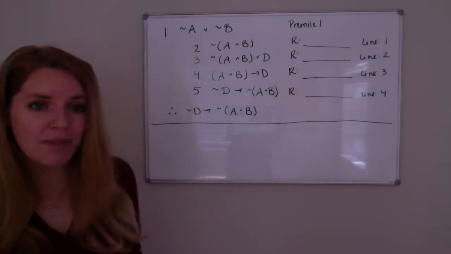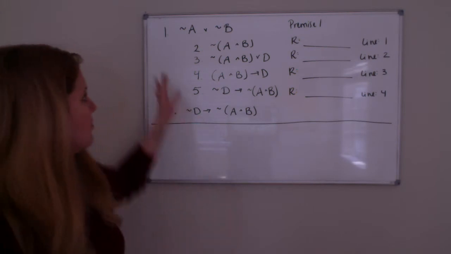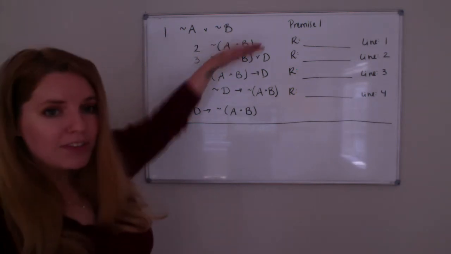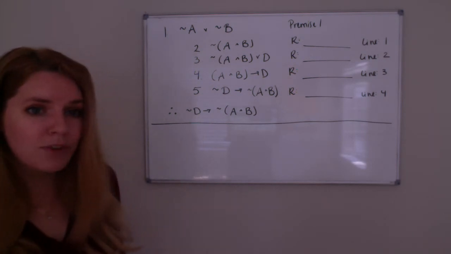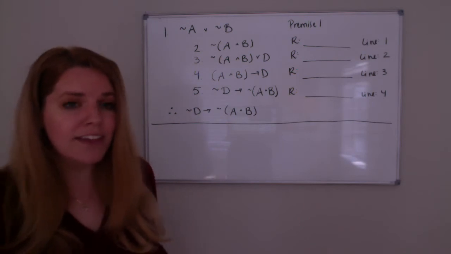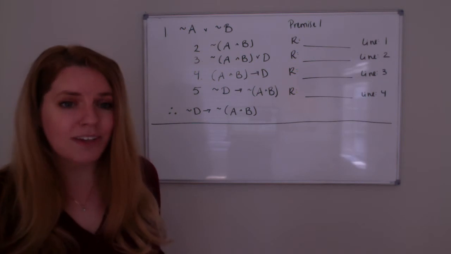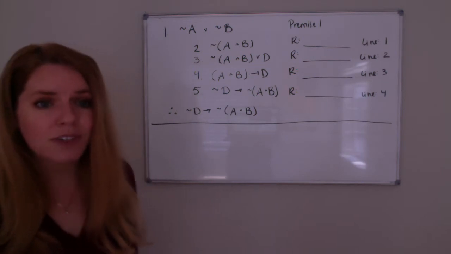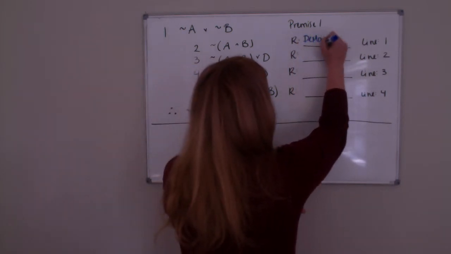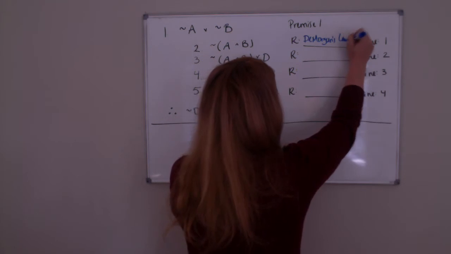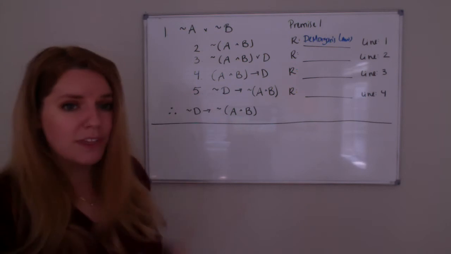So again, our only premise is not A or not B. And we know that from line 2 we're going to be able to derive the claim not A and B from this premise. There's one rule of deduction, we've talked about it a lot before, that should allow us to move from not A or B to not A and B. So what is that rule? That's De Morgan's law. Again, we've had a video on De Morgan's laws. This is one of his two laws, so we should be pretty familiar with this.